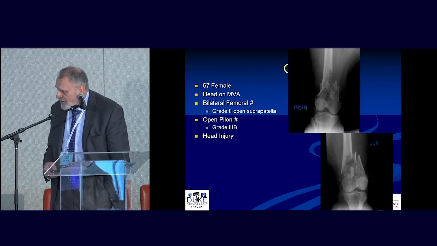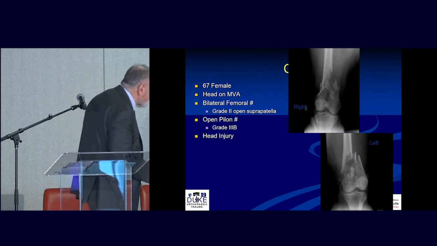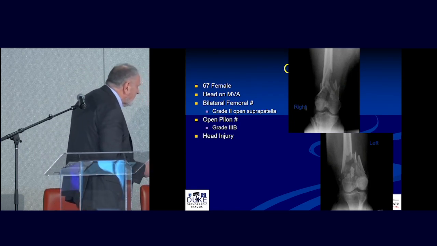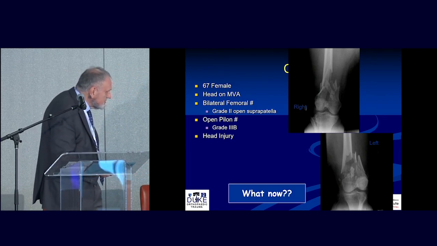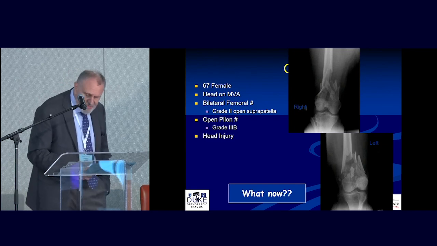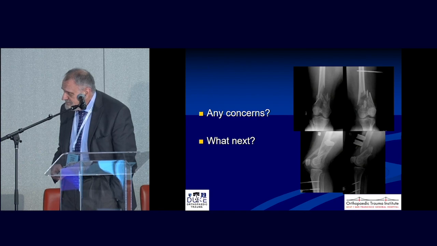Okay, so case one. What do we have? This is a 67-year-old female, head-on motor vehicle accident, with bilateral femurs and an open pilon, so there's always something going on in complex injuries. So we have these complex issues of femurs. So put them in spanning frames.